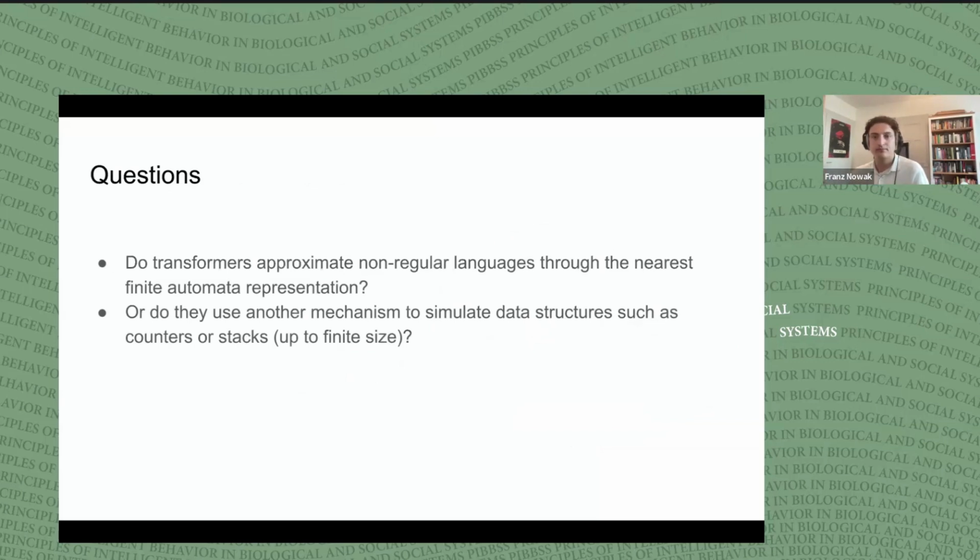On the other hand, maybe there's a mechanism in transformers that can simulate these data structures that are required in addition to the finite state machine in order to basically be able to generalize across input lengths, because it's a formalism that extends beyond what it's seen during training.